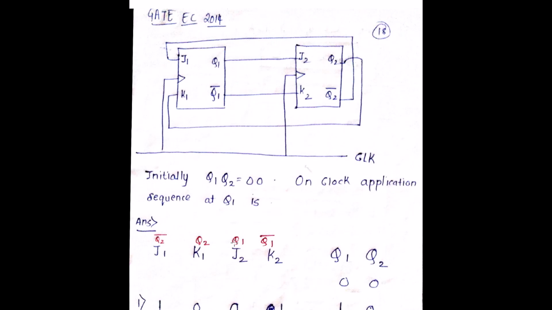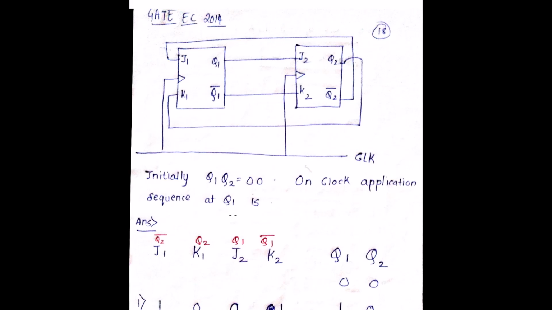Post this, we'll be trying to solve one question on JK flip-flop which has been asked in the GATE 2014 EC paper. So let's try to understand the question and how do we solve the answer for that. We have a logic diagram given to you, J1 K1 Q1 Q1 bar, J2 K2 Q2 Q2 bar. So initially your Q1 Q2 is equal to 0 0. On clock application, the sequence at Q1 is what? That is something very important for you to know and understand.